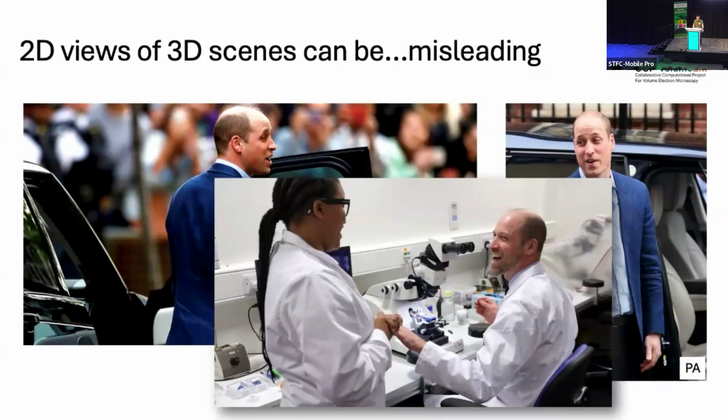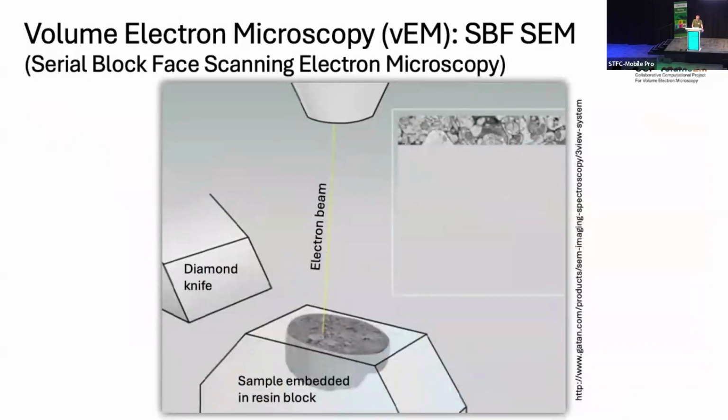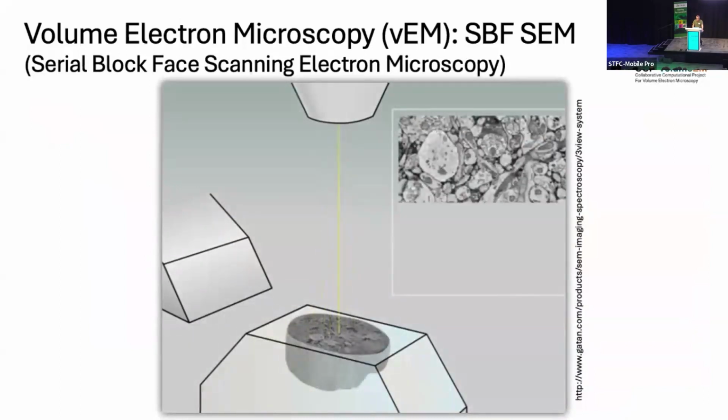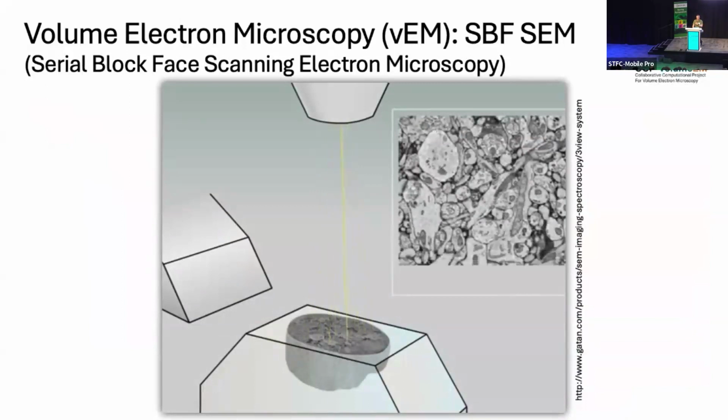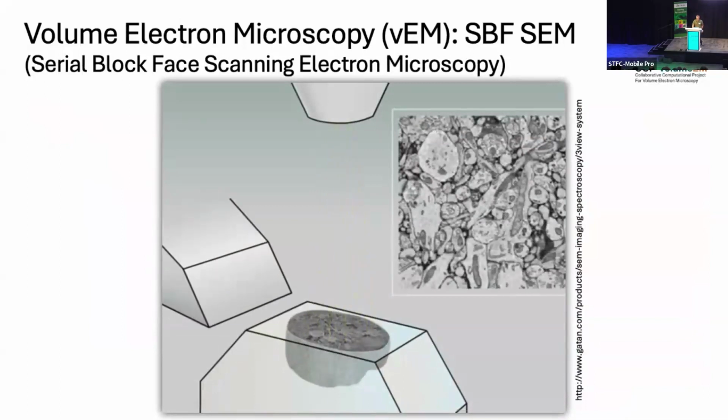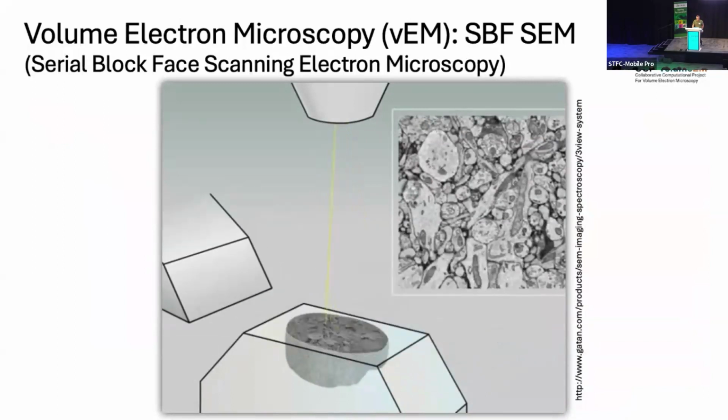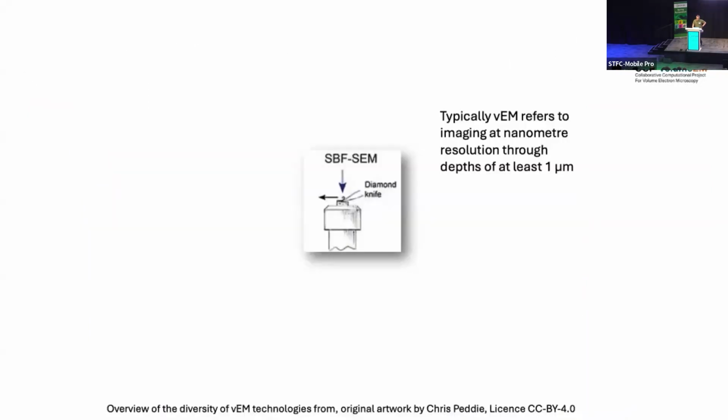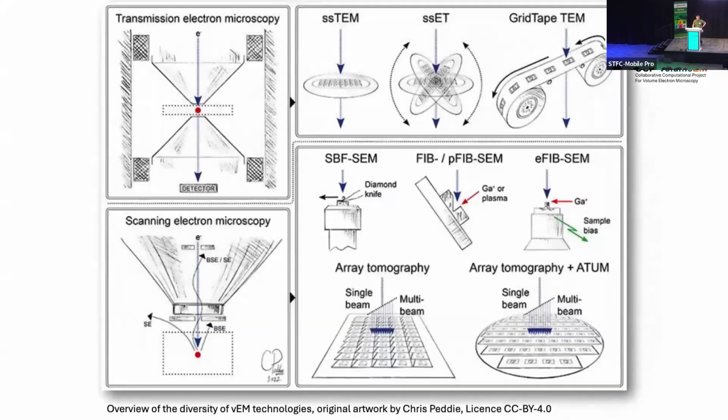Okay, so the types of volume EM methods that I'm going to talk about, there's a whole range. One example is serial block face scanning EM. So it's a regular SEM, and then we have the diamond knife inside the chamber, cleaves away usually tens of nanometers off the surface, and we build up the whole volume destructively going through the sample this way. There's lots of different methods. Generally, when we talk about volume EM, we say it's through depths of at least 1 micron, but this is open to interpretation. There's a whole load of different ways we can do that.